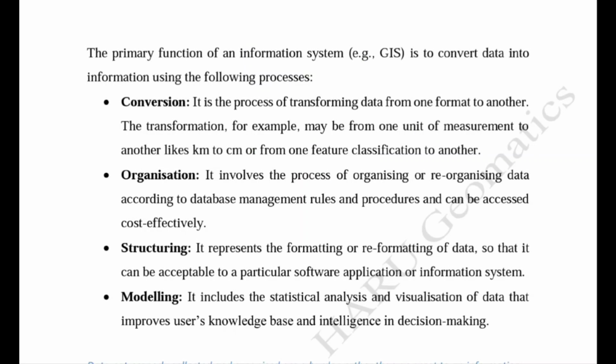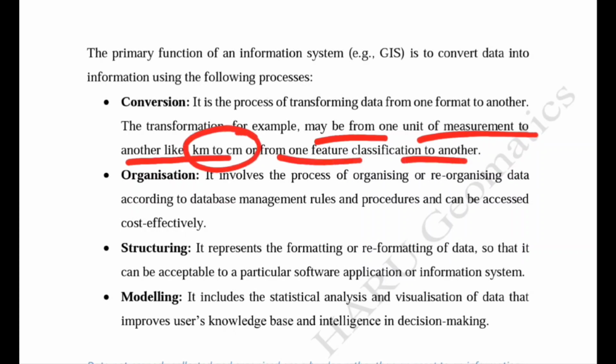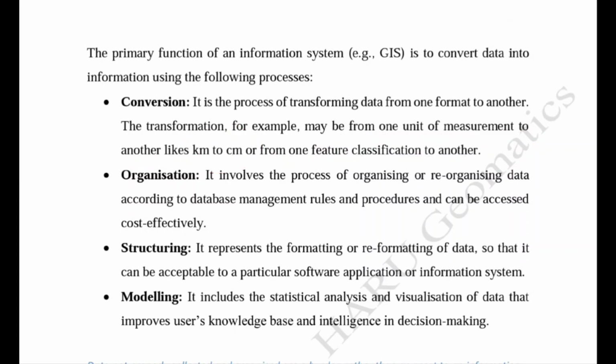For that conversion, an information system has to follow these 4 types of steps. First one is conversion. In this step, it is the process of transforming data from one format to another. For example, the transformation may be from one unit of measurement to another, like kilometer to centimeter, or from one feature classification to another. So there may be a conversion to convert the data into information.